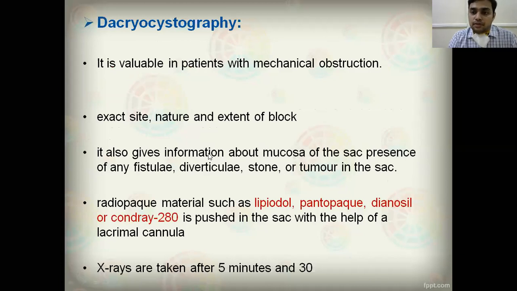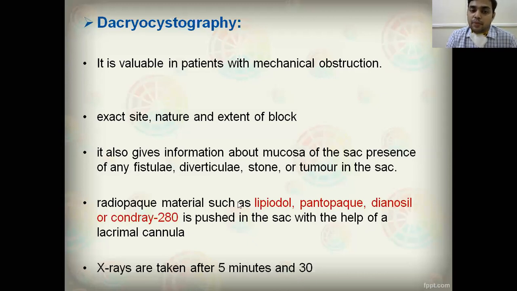So the other method of clinical evaluation of watering eye is dacryocystography. It is evaluated in patients with a mechanical obstruction. With the help of dacryocystography, the exact site, nature and extent of the block can be identified. It also gives information about the mucosa of the sac, and the presence of any fistula, diverticula, stone or tumor can be identified with the help of dacryocystography.